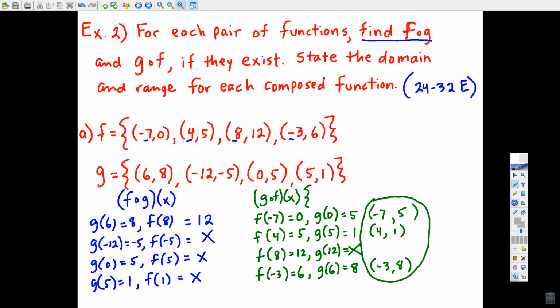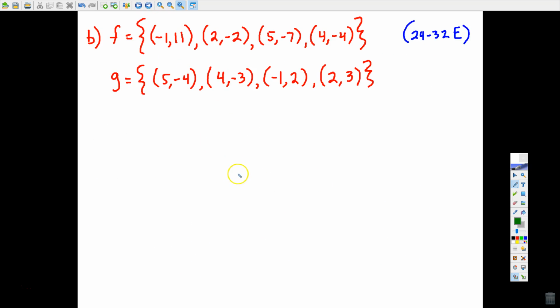So now let's label this as domain. Remember, domain means the x coordinates, -7, 4, -3, and range will be the y coordinates, 5, 1, and 8. All right, so you're really getting 2 different answers for these problems 24 to 32 even. So let's try another one.